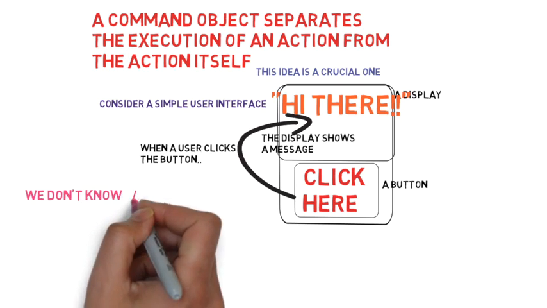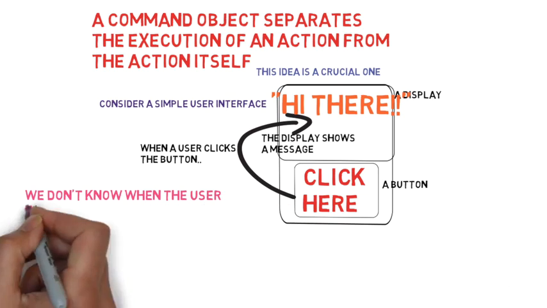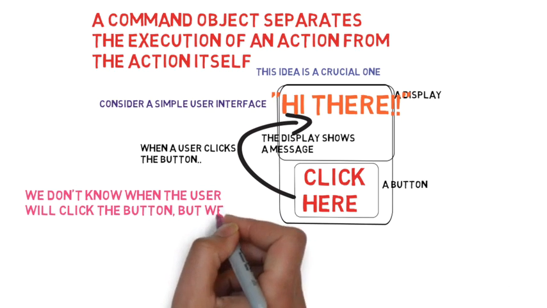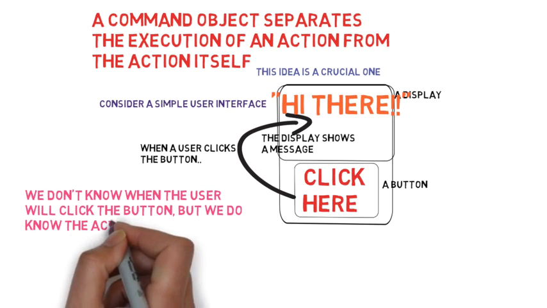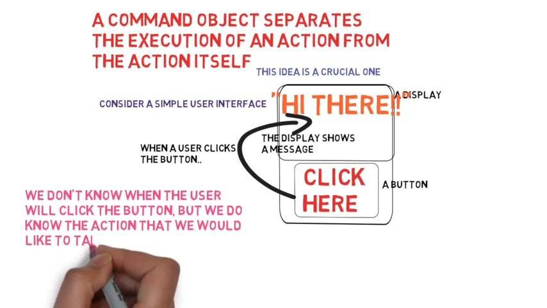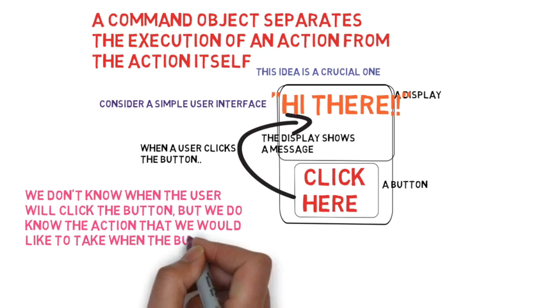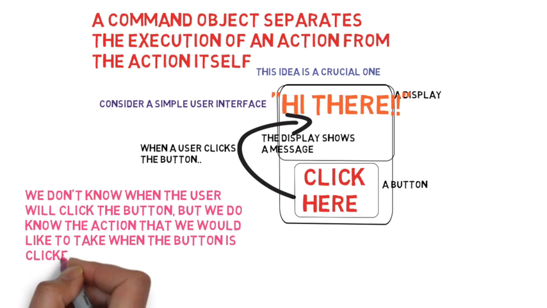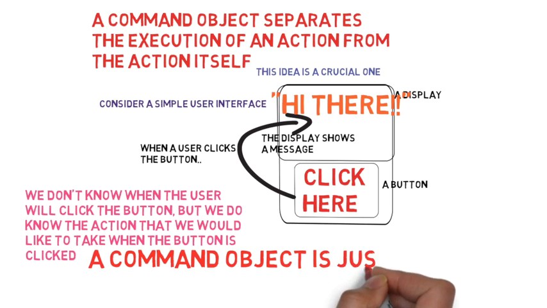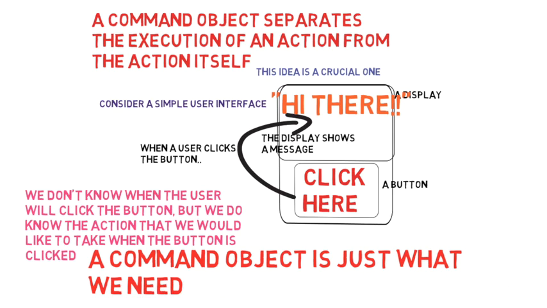Now, the important thing to remember here is that we know what we want the button to do. It's very clear. We want the button to update the display with the hi there message. But we have no idea when the user will actually click the button. We have no idea when the code which lies behind the button click will be executed, but we do know the action that we want the button to take. A command object is just what we need at this point. We don't know when execute will be called on the button, but we know what the button should do.